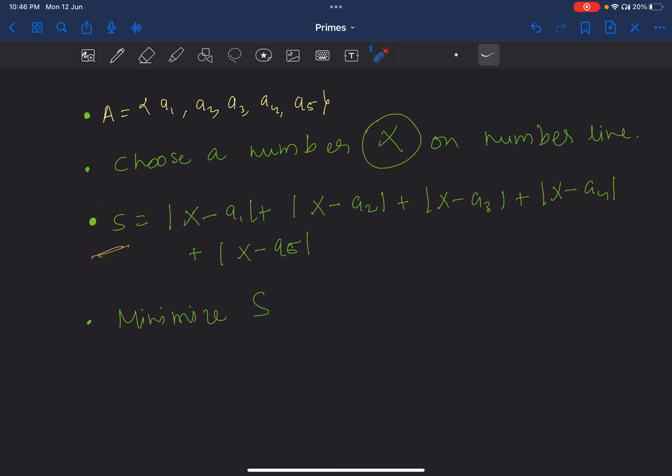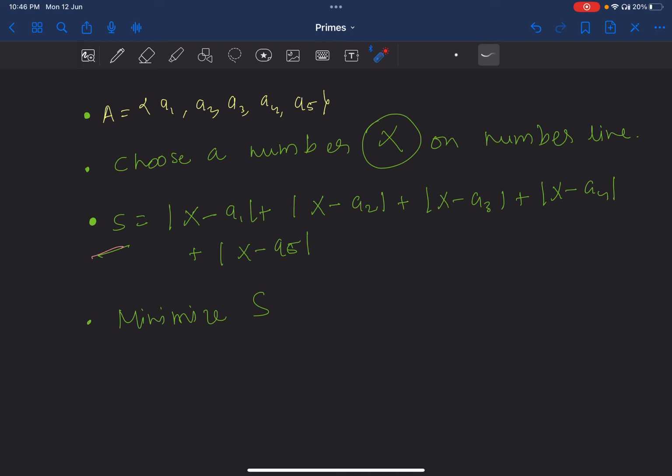Okay, so how can we do this? In fact, there are so many numbers. There are an infinite number of numbers on the number line. We would run out of time, right? So I will claim something and then I will prove it.